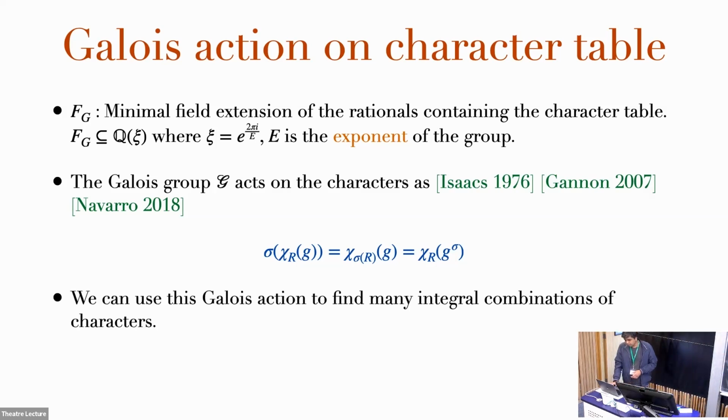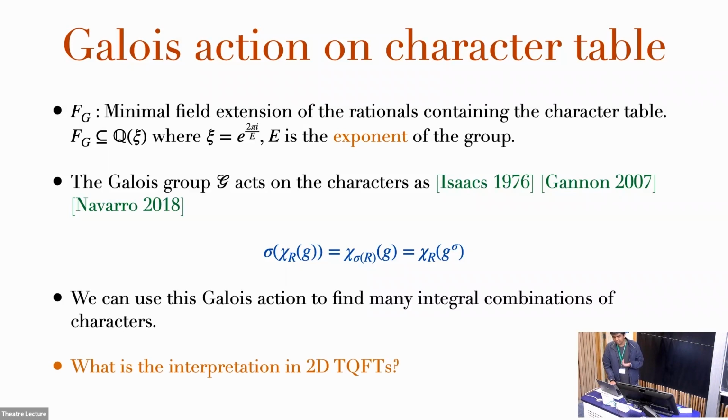And given this action, there are many integral combinations that we can find. In fact, any sum which involves a full orbit under this Galois group action will be integral. So this immediately gives us lots of combinations of characters which are integral. And the question is, how do we interpret this in the world of TQFT?